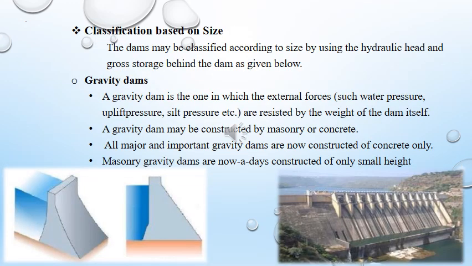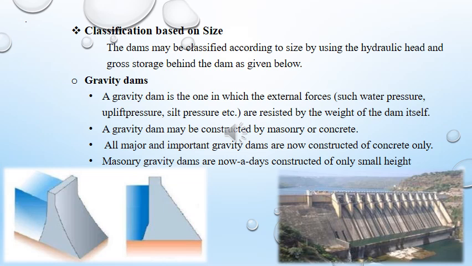The classification based on size. Dams may be classified according to size by using the head and gross storage behind the dam. The first is the gravity dam. A gravity dam has been defined as a structure which is designed in such a way that its own weight resists the external forces. Such a dam may be constructed of masonry or concrete.